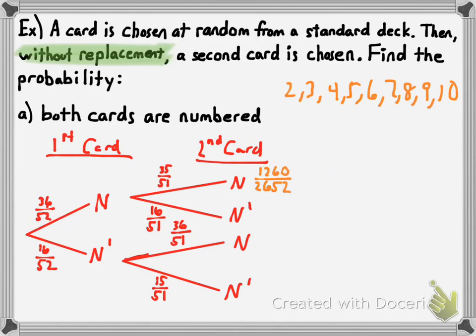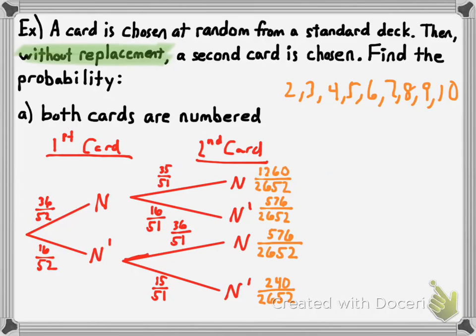Alright, and then do the same thing for the other branches. Do 36 times 16 over 52 times 51. You already know what 52 times 51 is, so just do 36 times 16, really. And so forth, on down the line. And you'll find that these, then, are the probabilities of each individual outcome.